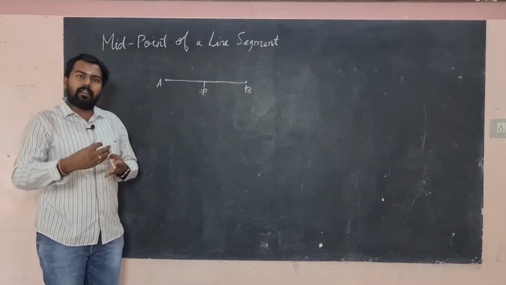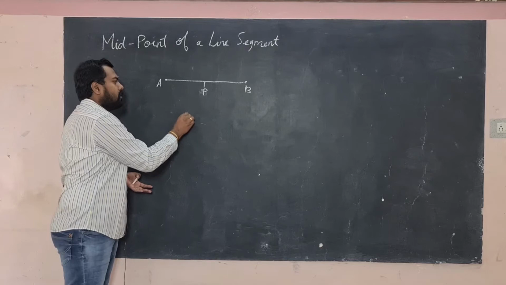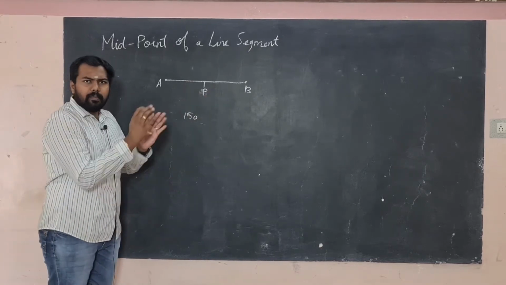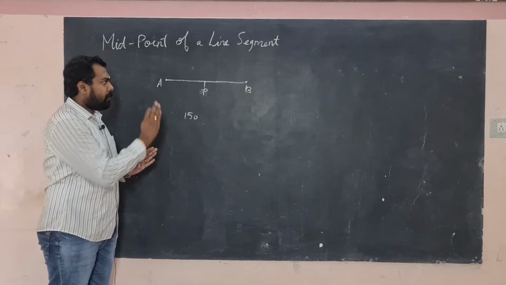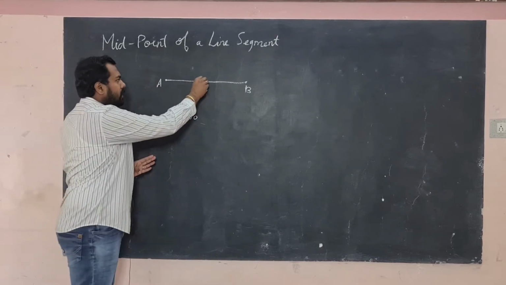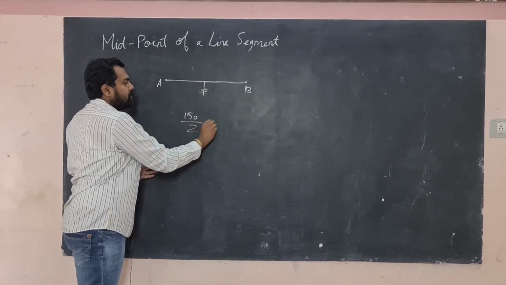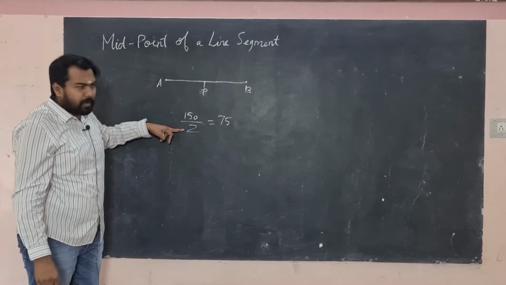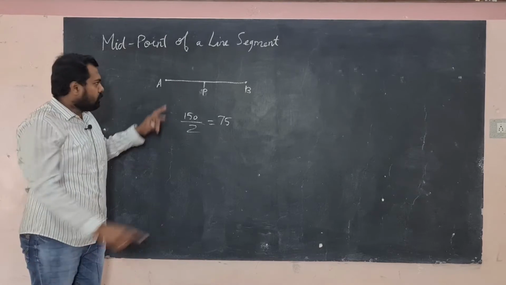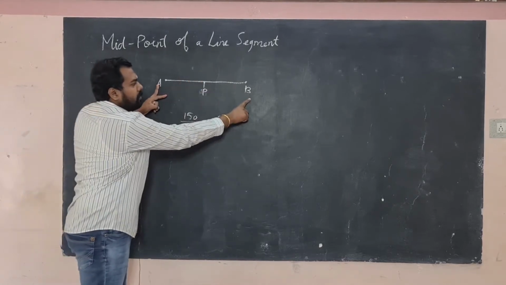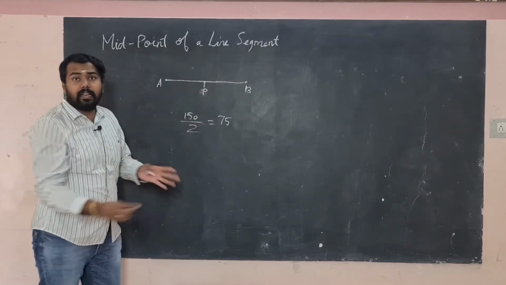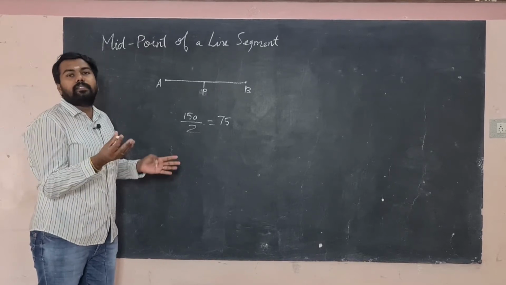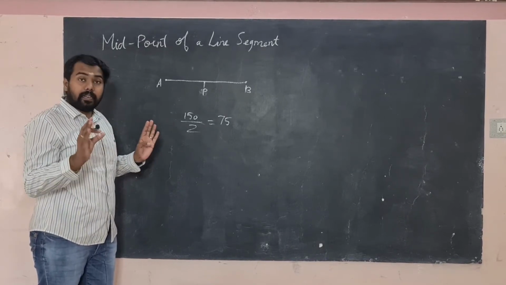If we assume the distance from Tirunelveli to Madurai is 150 kilometers, the midpoint, the center, will be at 75 kilometers. What I did is divide by 2. So it is like an average. What we are finding is the center point, which is nothing but the average, in real life.